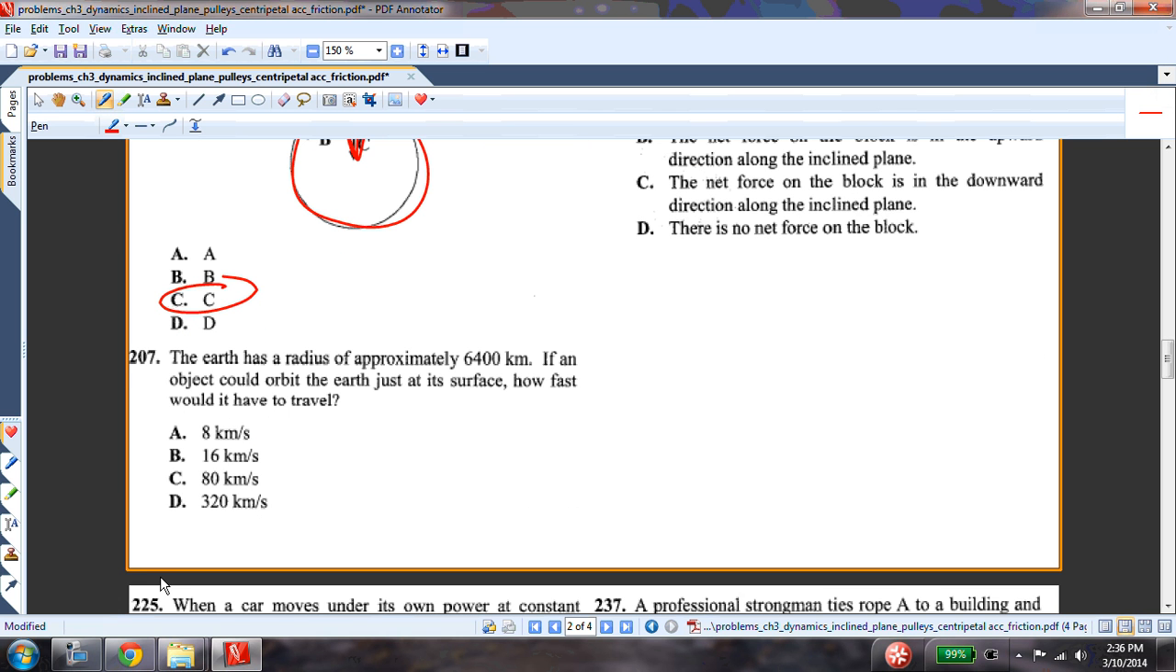The Earth has a radius of approximately 6,400 kilometers, and an object could orbit the Earth just at its surface. How fast would it have to travel? It would have to travel in such a way that the centripetal acceleration was equal to the acceleration due to gravity. If the centripetal acceleration was less than the acceleration due to gravity, it would just fall to the ground eventually. If it was more, then it would shoot out into orbit. So it needs to be such that the centripetal acceleration, v squared over r, is equal to 10.